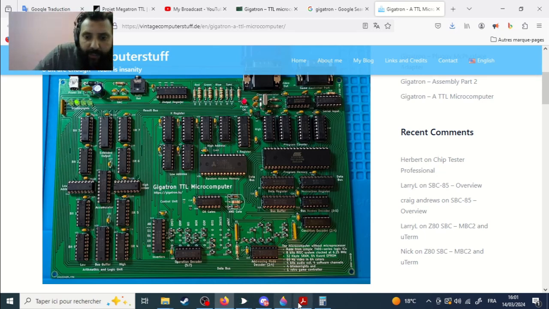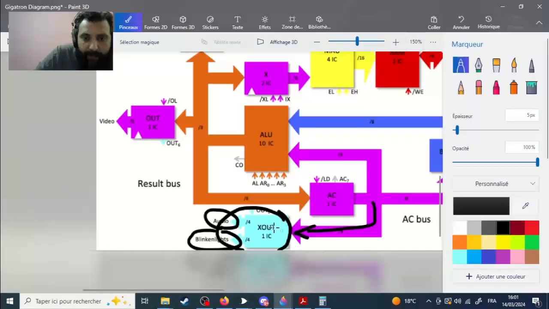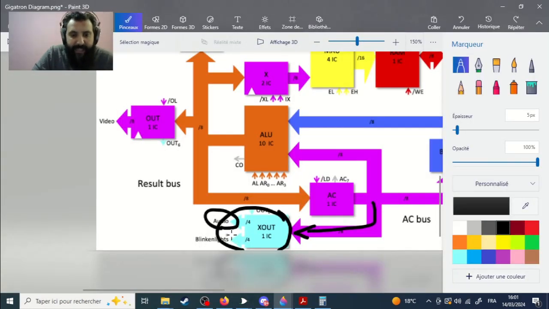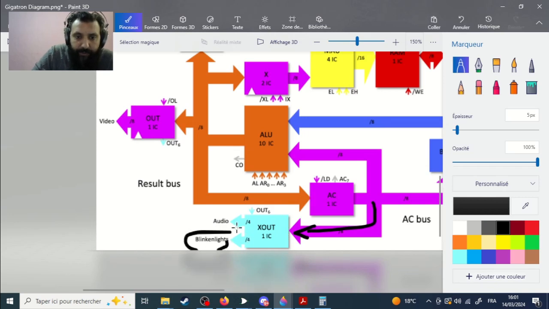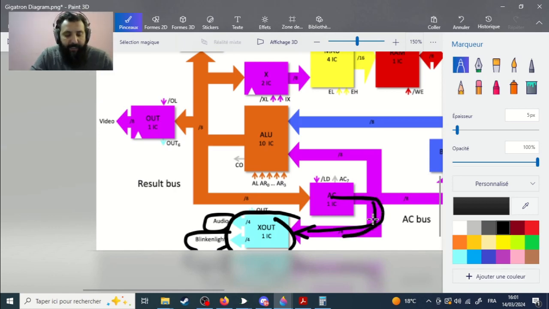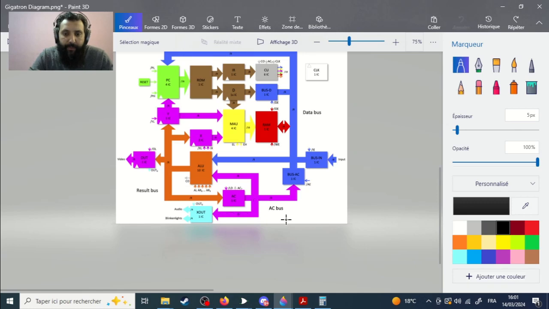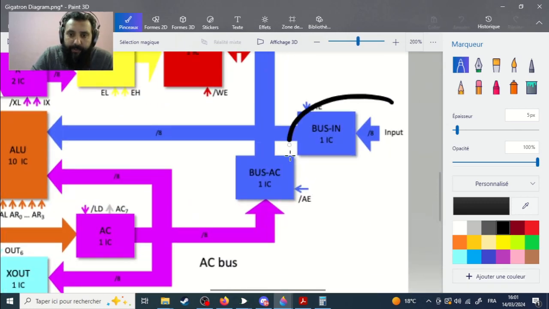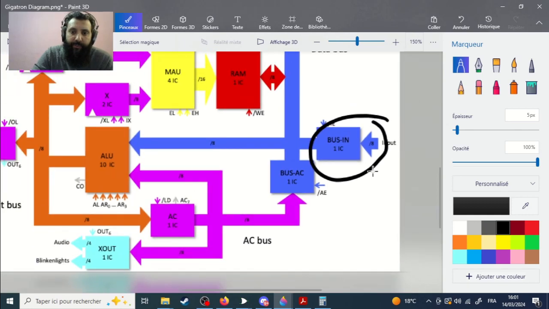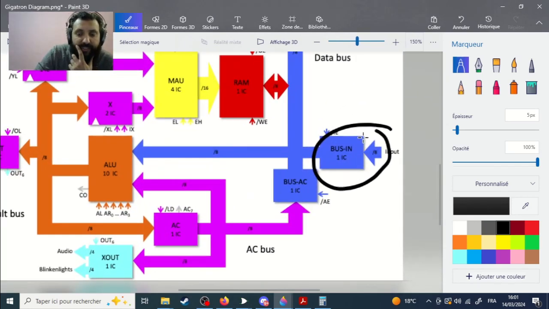Those four are controlled here, blinking LEDs, and the audio is controlled here too. The output is from the accumulator. We also have the input. The input is a shifter. Gigatron and Megatron are different, but we'll talk about that later. For Gigatron, the input is a shifter.